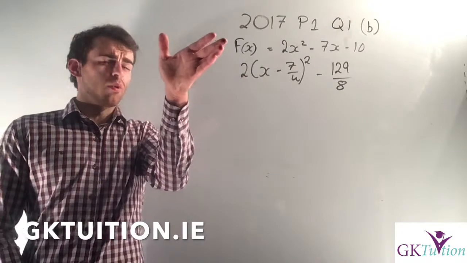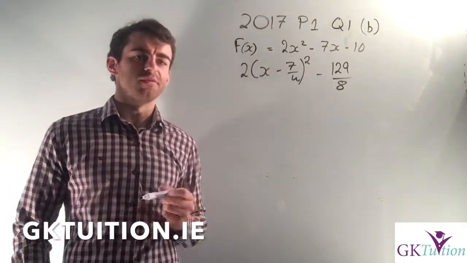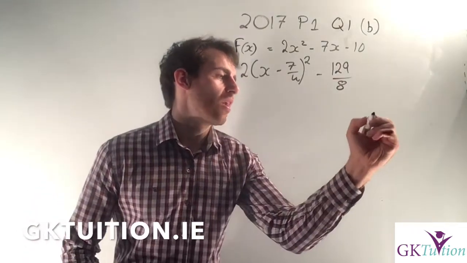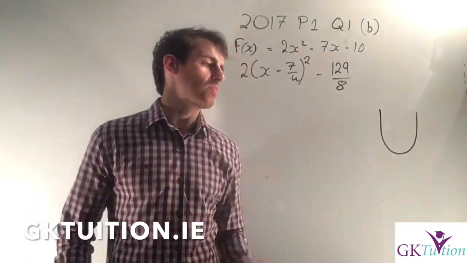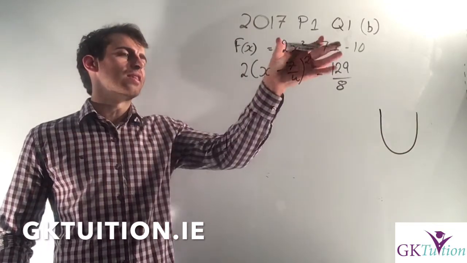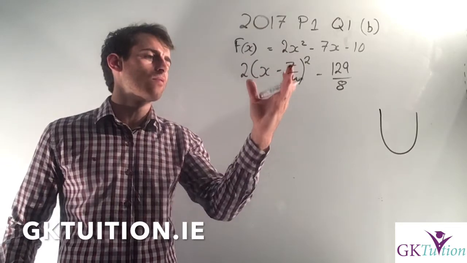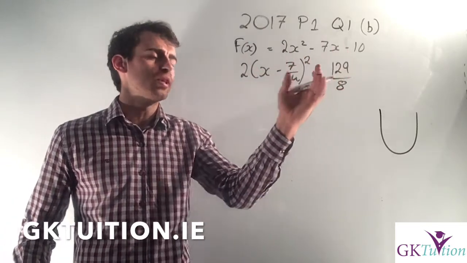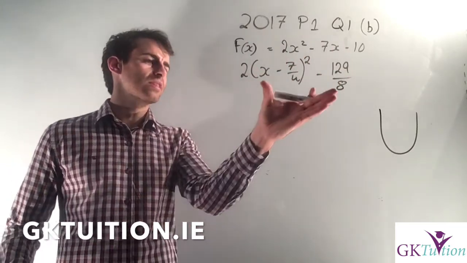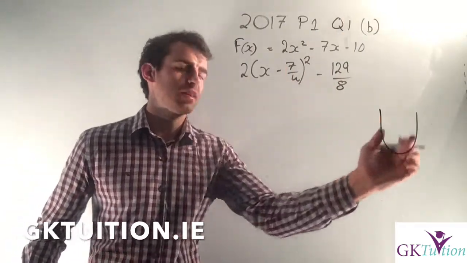So I want you to just think about what your original function was. I was given a quadratic function with a plus in front of the x squared, which means that I know it's a U shape. If there's a plus in front of the x squared, that's the shape that it will form. I know that this quadratic expression can be rewritten as 2 times x minus 7 over 4 to be squared minus 129 over 8. I know that this is another way of writing this quadratic. So the shape of this is a U.